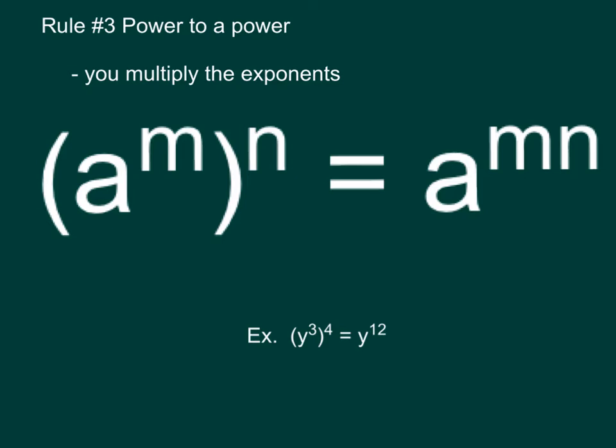Rule number 3, power to a power. You multiply the exponents. So here's an example of what you see: a to the power of m, all to the power of n on the outside of the parentheses, is equal to a to the power of m times n, or mn. Down here there's an example. You see here y to the power of 3, and on the outside of that is a 4. So you're going to multiply that 3 times 4, and you get y to the power of 12.